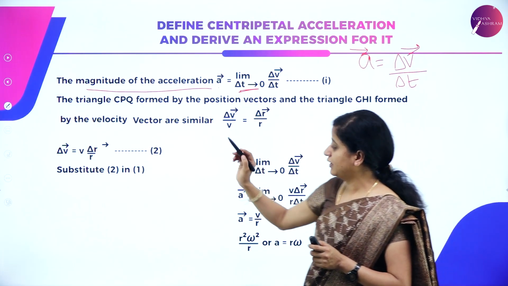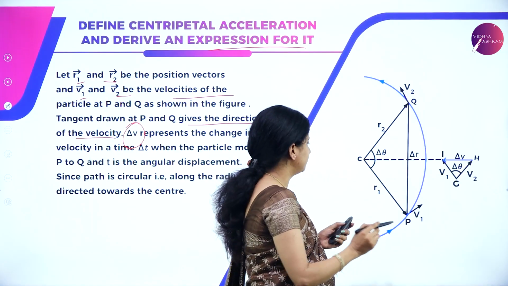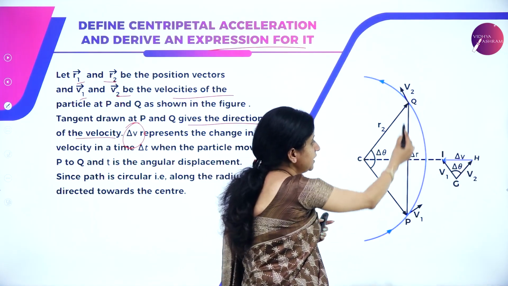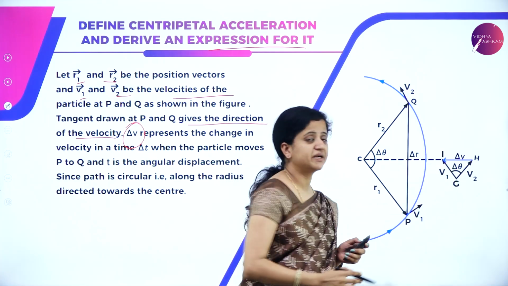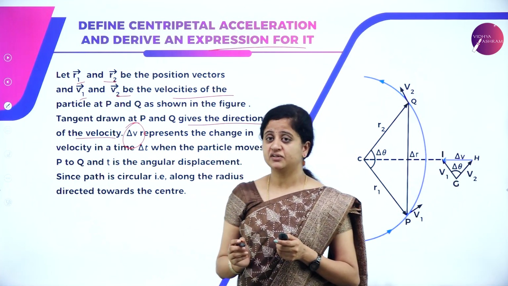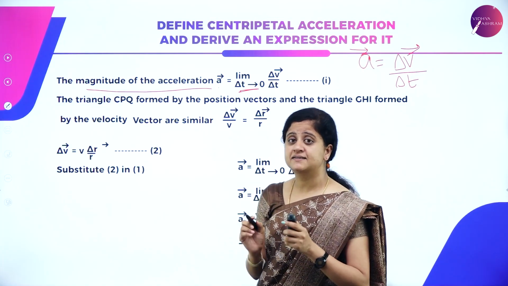Now you have to observe the diagram carefully. The triangle CPQ is formed by the position vectors and the triangle GHI is formed by the velocity vectors. These two triangles are similar.